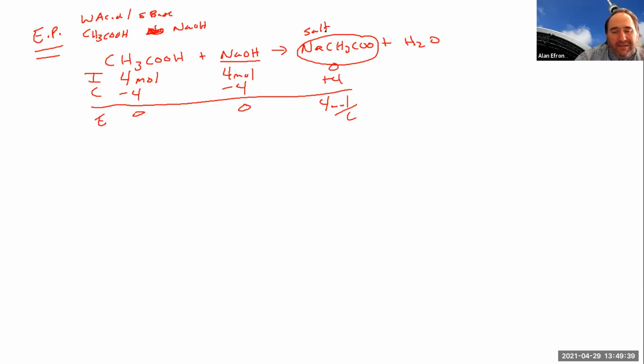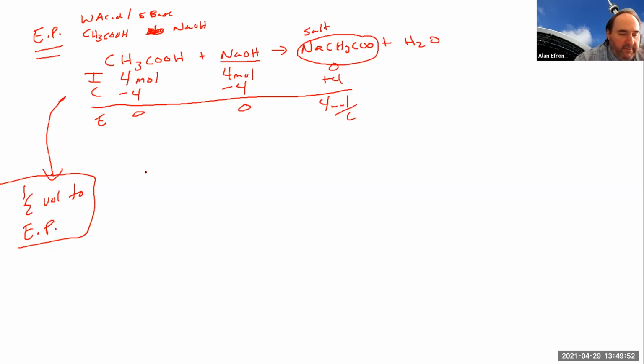Now, let's take a look at the ICE table when we're at half the volume to the equivalence point. In this exact same titration, we would have our acetic acid, our sodium hydroxide, our sodium acetate, and our water.